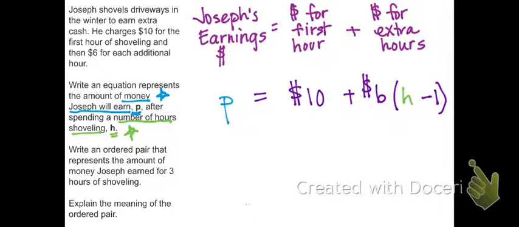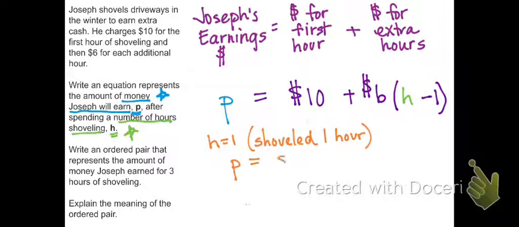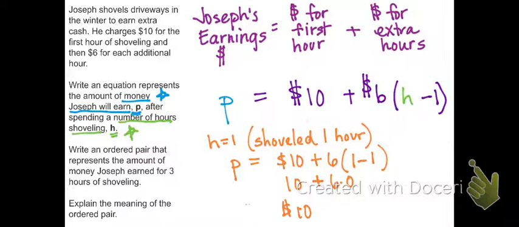So let's test this out. If he shoveled 1 hour, then that means H is 1. So if we substitute 1 for H into this equation, we have P equals $10 plus 6 times 1 minus 1. And 1 minus 1 is 0, so this is 10 plus 6 times 0, which is 10. That's what we got when we just did it in our head without an equation.